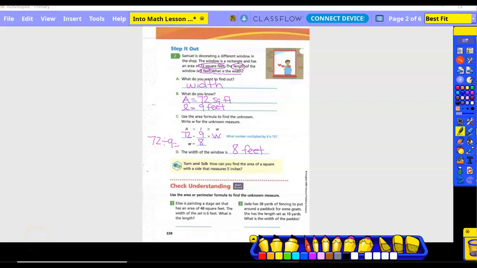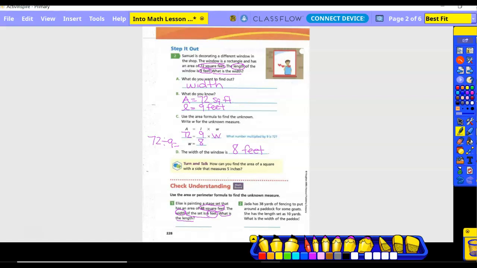Check understanding. Use the area or perimeter formula to find an unknown measure. Elise is painting a stage set that has an area of 48 square feet. The width of the set is 6 feet. What is the length? So we need our information. So 48 square feet. Width of 6 feet. And then we're looking for the length.